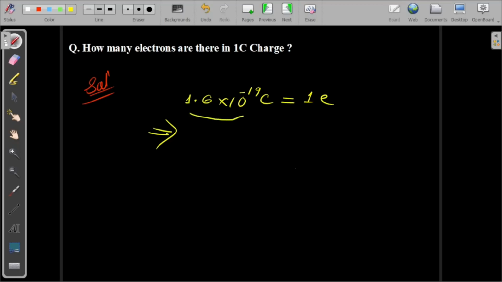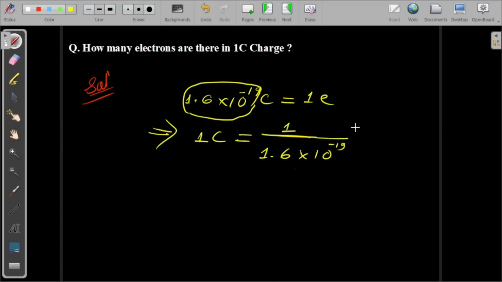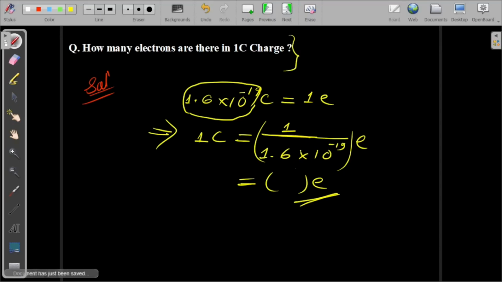You simply send this number to the other side. On this side you will have 1 coulomb, and on that side you will have this much value. You find out this value, and that will be the number of electrons. This is easy, but you should know this. That's why I have shown this question.